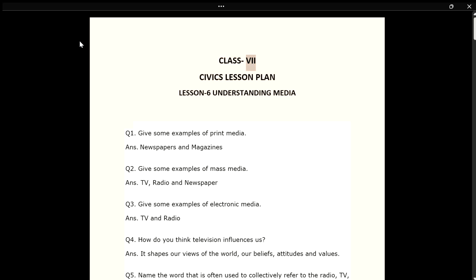Class 7. Civics Lesson Plan. Lesson 6 Understanding Media. Q1. Give some examples of print media.